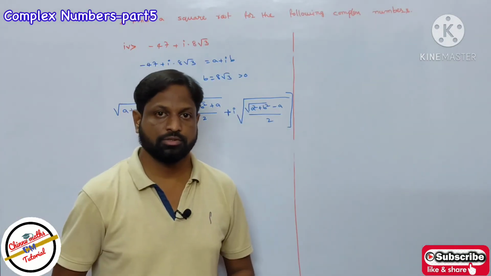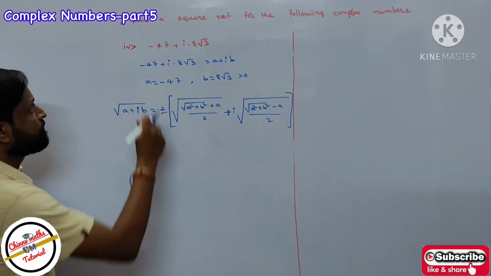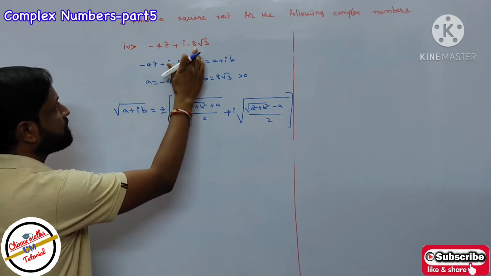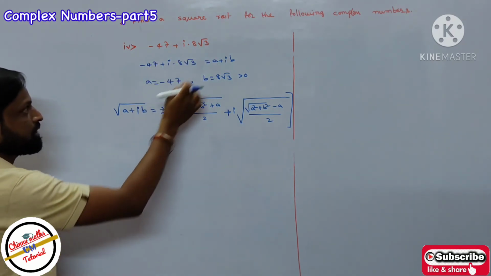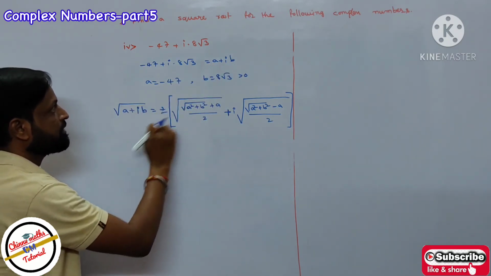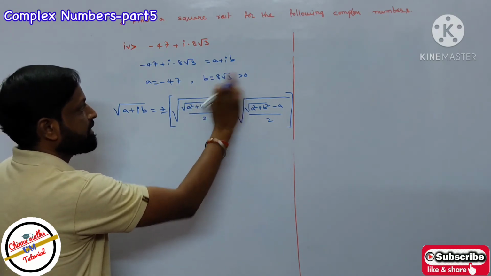Next, the last question for this section. Find the square root of the complex number minus 47 plus i into 8 root 3. Comparing to a plus ib, the real part a equals minus 47, the imaginary part b equals 8 root 3. It is a positive number, greater than 0.